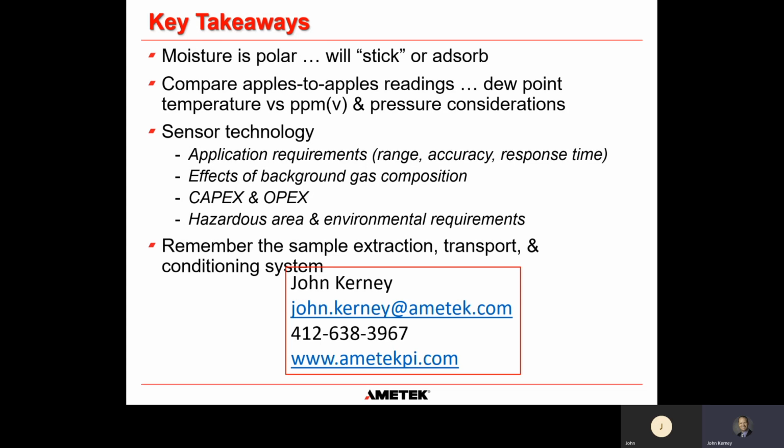When you're picking the sensor technology, remember it's all about the application. So look at, not only cost, but what range do I want? What actions do I need? Is my background gas changing? What are some key contaminants in there? And then remember, no matter what we do on the sensor and the analyzer, it all comes down to the sample conditioning system itself. So keep in mind some of the best practices I just shared around sample extraction and transport and so on.